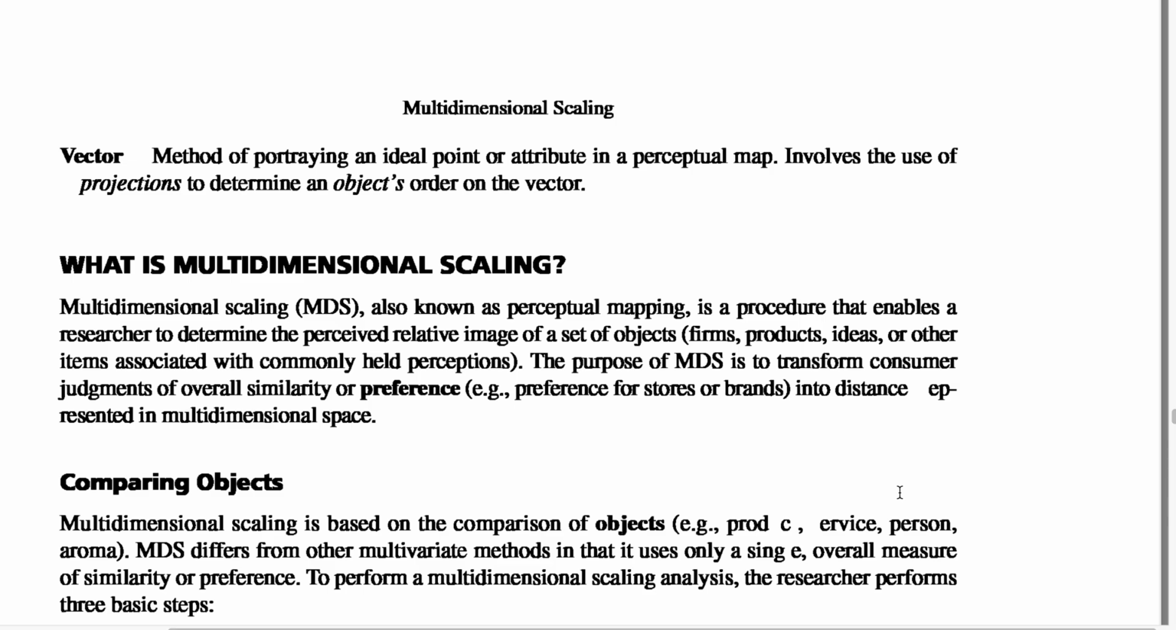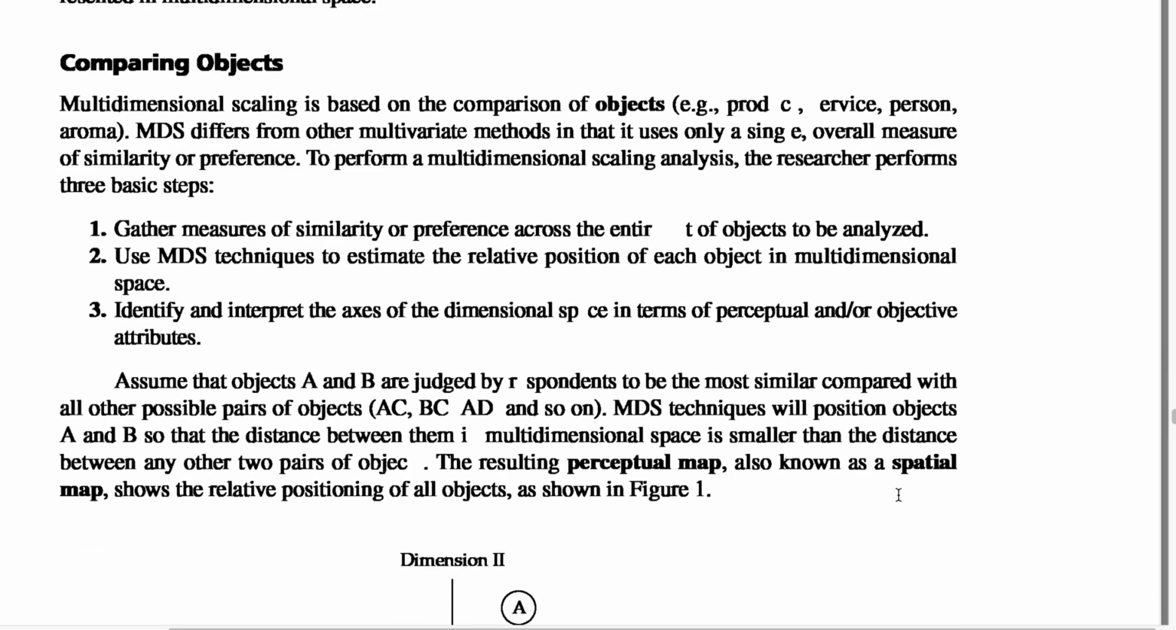What is multidimensional scaling? Multidimensional scaling, also known as perceptual mapping, is a procedure that enables a researcher to determine the perceived relative image of a set of objects, firms, product ideas or other items associated with commonly held perceptions. The purpose of multidimensional scaling is to transform customers' judgments of overall similarities or preferences, for example, preferences for stores or brands, into distances represented in the multidimensional scaling space.